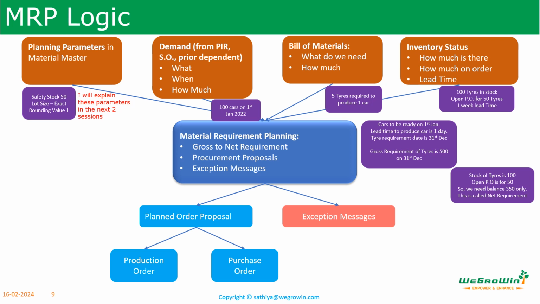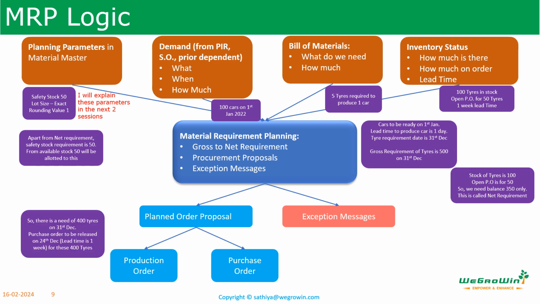This is called gross requirement conversion to net requirement. The system arrives at the net requirement. After that, the system will check the planning parameters. For example, you have the safety stock. We need to have a safety stock of 50, so the system will check that we need to have 400 tires. For these 400 tires, the system will create a planned proposal which tells you to release the purchase order on 24 December because the lead time is 1 week.